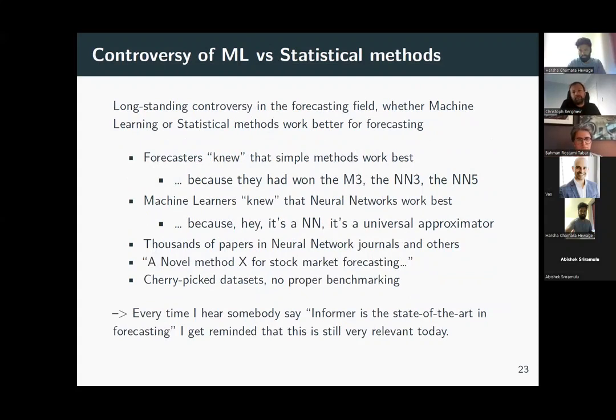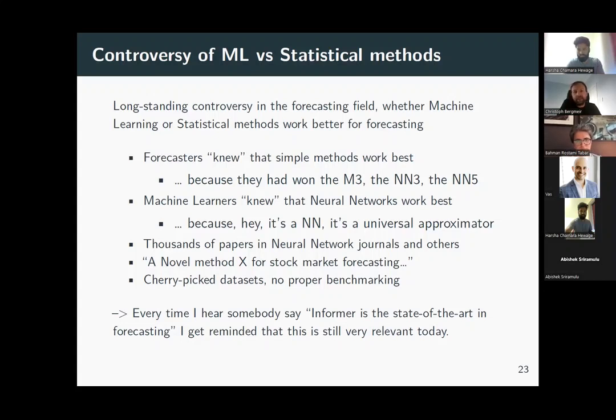So, yeah. Basically, since the M3, people thought forecasting methods need to be simple. Neural networks don't work very well. And this idea continued up until easily 2010, 2012 maybe. So there was this long-standing controversy in the forecasting field whether machine learning or statistical methods work better.